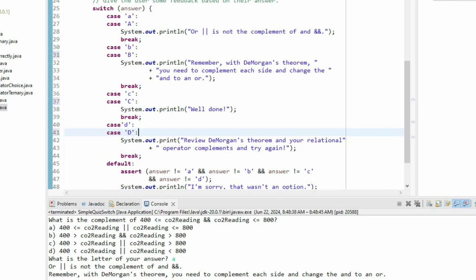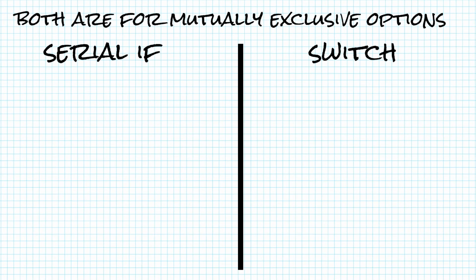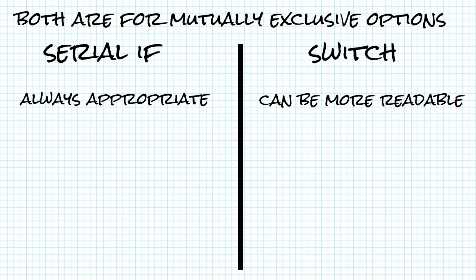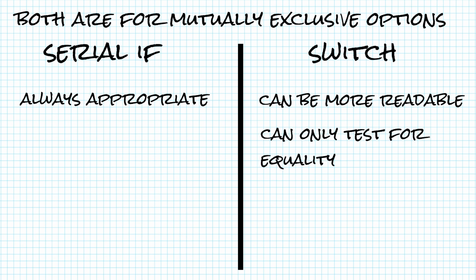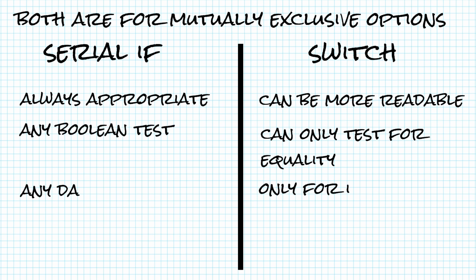Both serial if and switch statements are useful when you have a set of mutually exclusive options, where only one will be chosen, and you will take a different action based on each option. A serial if will always be an appropriate choice. A switch can be slightly more readable, but it's less powerful. You can only use a switch statement to test for equality. You can write any Boolean expression in an if statement. You can only use a switch with certain data types: discrete data types, character, string, and integer data.